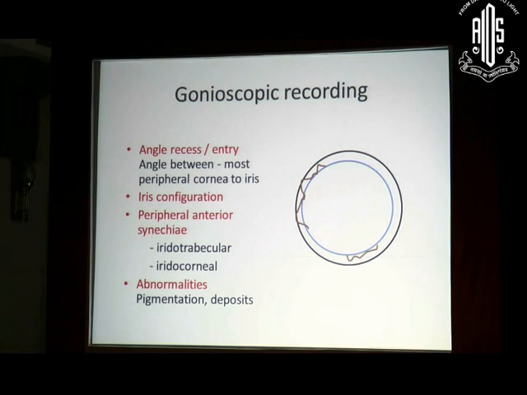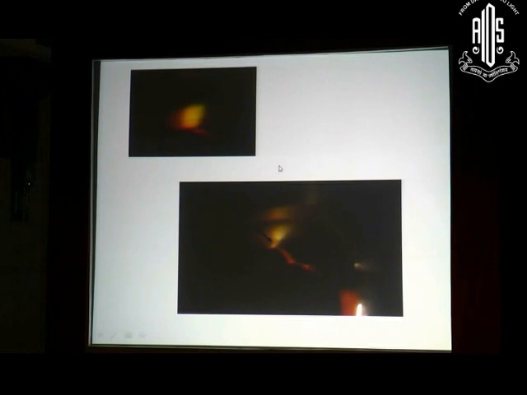Gonioscopic recording you can do any way you like, as long as you write the parameters that are important. I think Shushmita has already said this. What we insist our residents also do is to try and determine what they think is the angle in between the most peripheral cornea and the most peripheral part of the trabecular meshwork, and we make them record it on a diagram like this, so we know in 360 degrees how much of the angle is open and how much is closed. It's something we try very hard to do. It's not always possible.